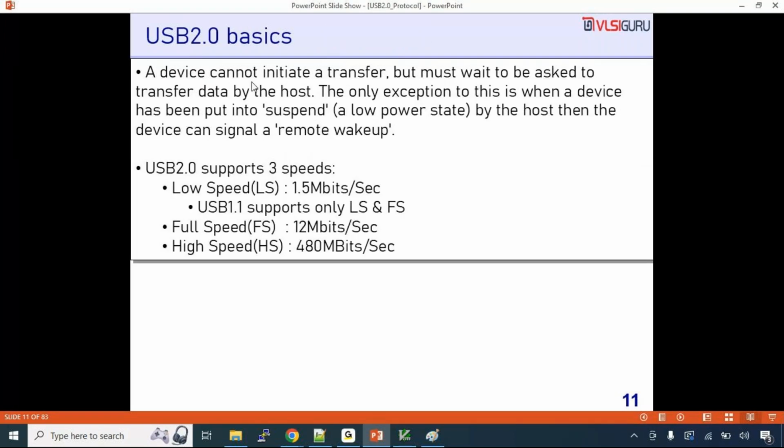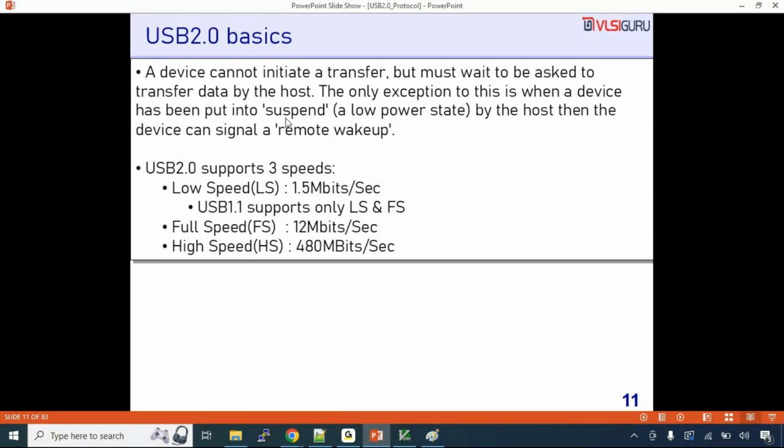Let us talk about some more USB 2.0 basics. As I said before, a device cannot initiate a transfer, but must wait to be asked to transfer the data by the host. See, everything has to be initiated by the host. The only exception to this is when the device has been put into suspend mode, then the device can signal remote wake up. See, the only place where the device has some control is waking up from suspend mode.